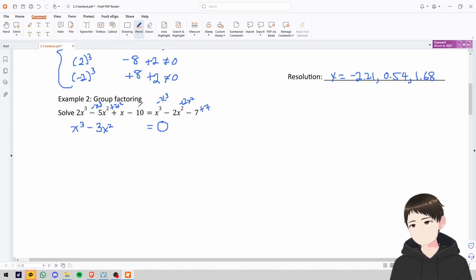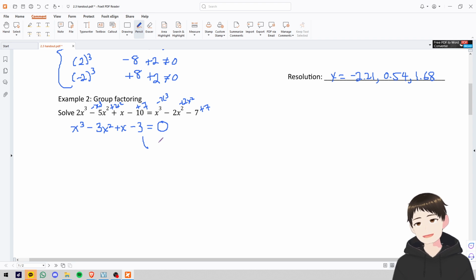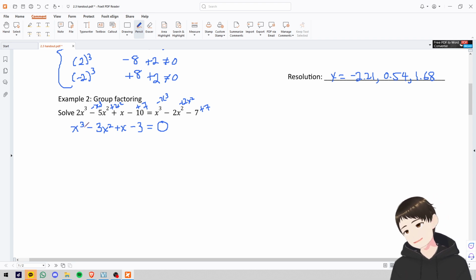Plus 7 and plus 7 with an x. Plus 7 gives me negative 3. Here it is. So you could go ahead and look for numbers that are factors of negative 3. But looking at this, I actually identify a pattern. I notice a pattern of degree 3, 2, 1, and 0.